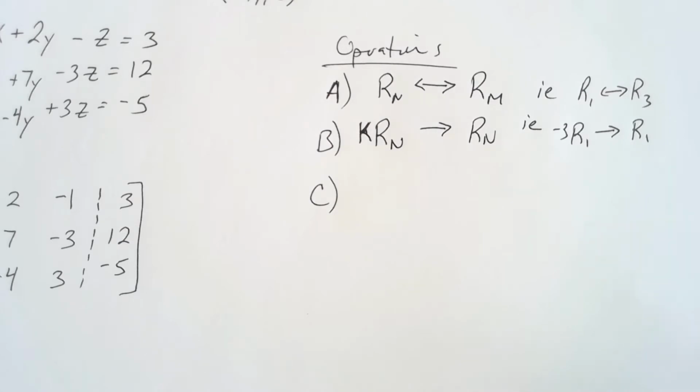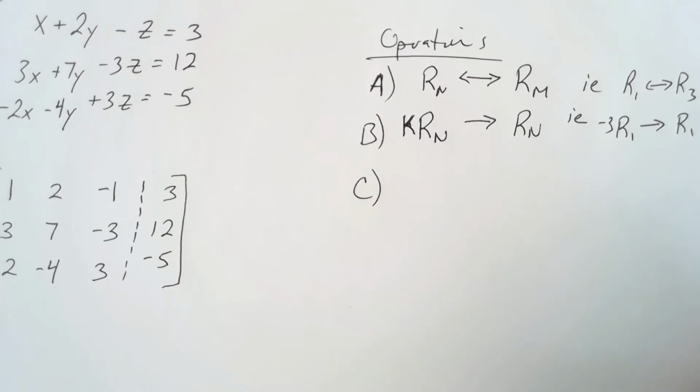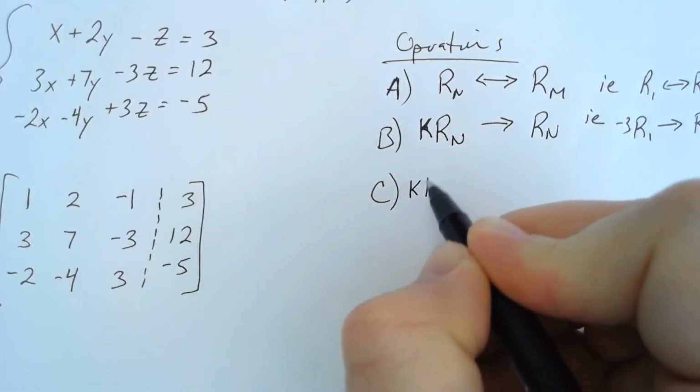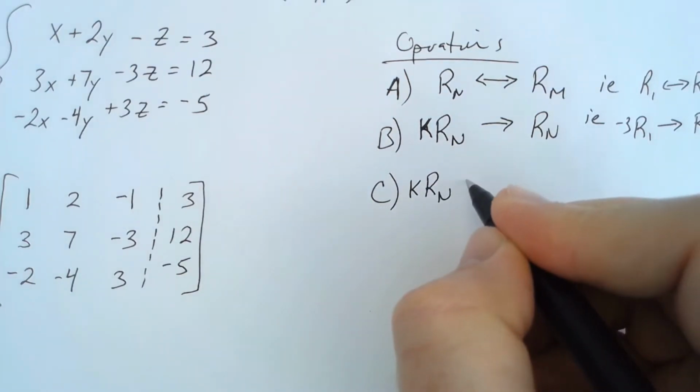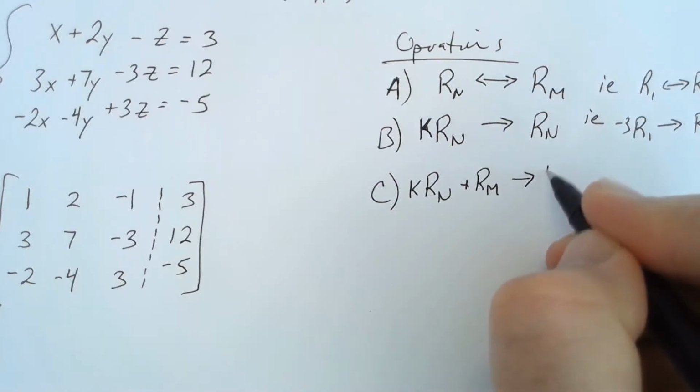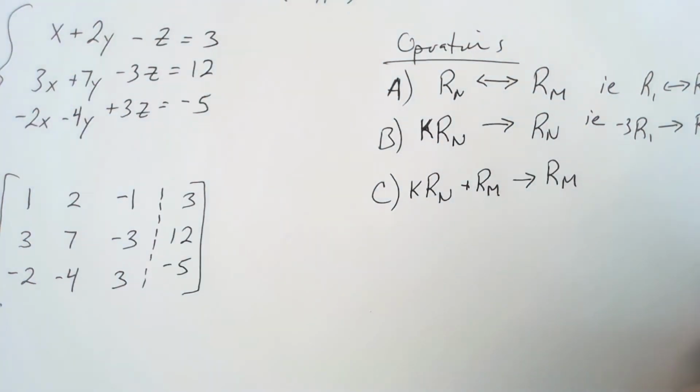So this is very much like the method of elimination, where you multiply an equation by a number on both sides of it, and then you eventually will add it to something else. And that's actually what the third operation is. Operation C is you're taking a row, you're multiplying it by a number, you're adding that to another row, and you're storing that back in that other row.